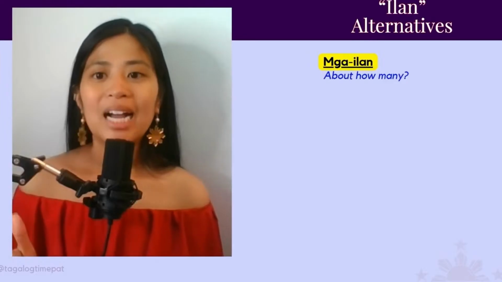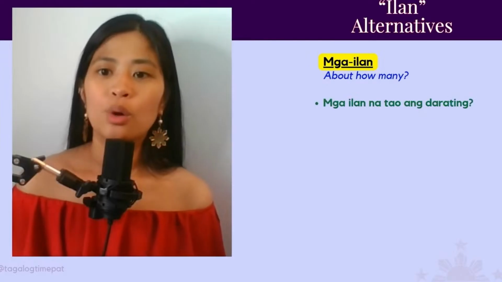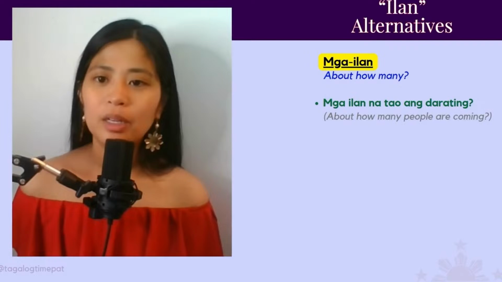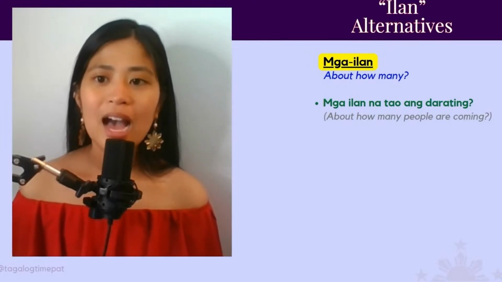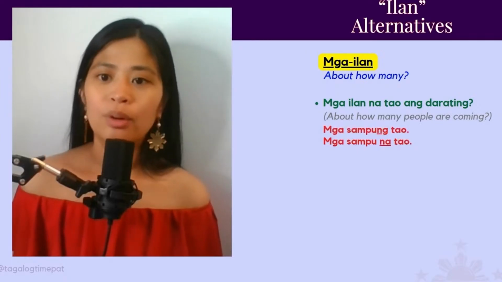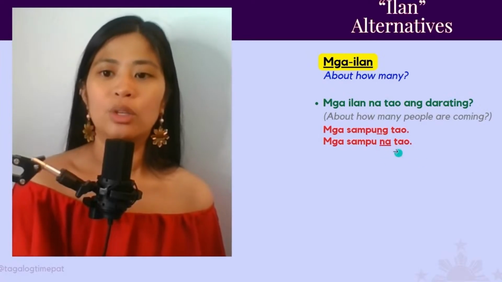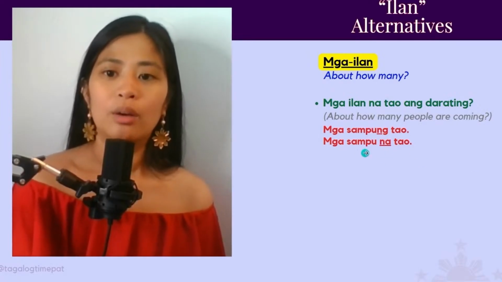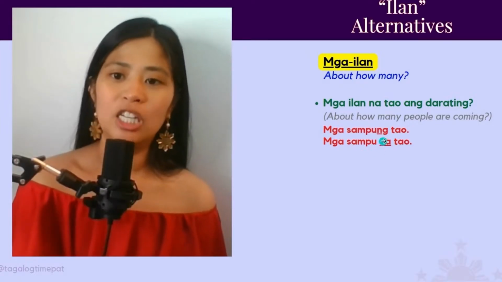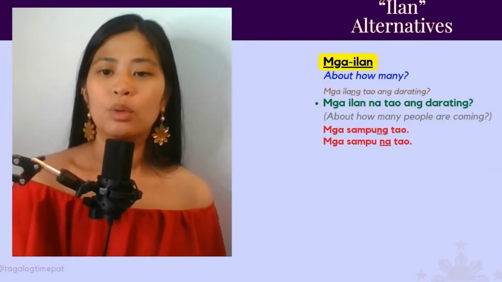And lastly, mga ilan means about how many. Mga ilan. So, mga ilan na tao ang darating? About how many people are coming. You could say mga 10 tao or mga 10 na tao. There's the contraction that you can make when the adjective or the number ends in a vowel. Just add the ng at the end. So about 10 people, mga 10 tao.